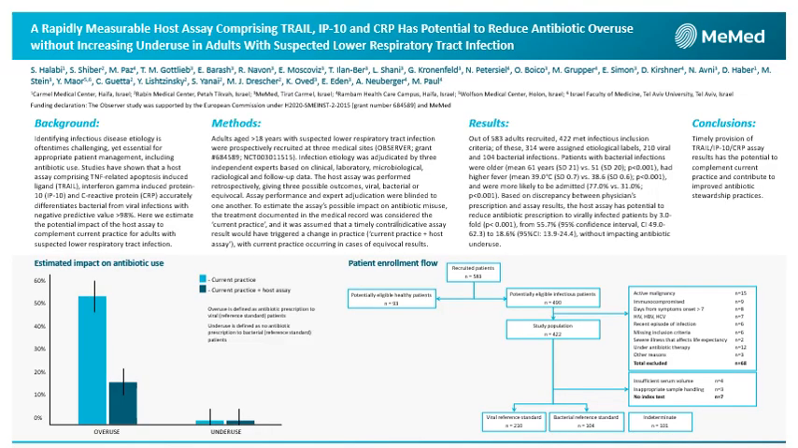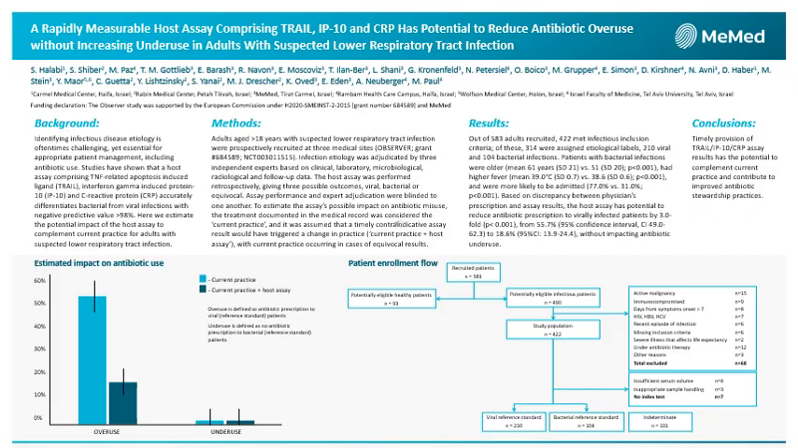So to estimate the assay's possible impact, the treatment documented in the medical record was considered the current practice, and it was assumed that a timely contraindicative assay result would have triggered a change in practice, which we call the current practice plus the host assay, with the current practice occurring in cases of equivocal results. So it was this model that was used to extrapolate the potential of this host assay, if it was available, to support appropriate antibiotic use.